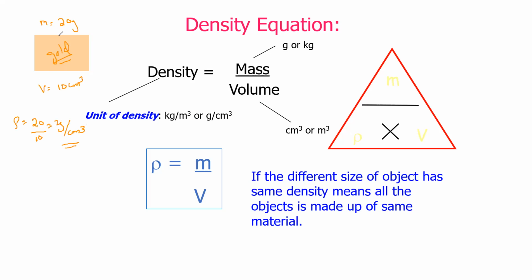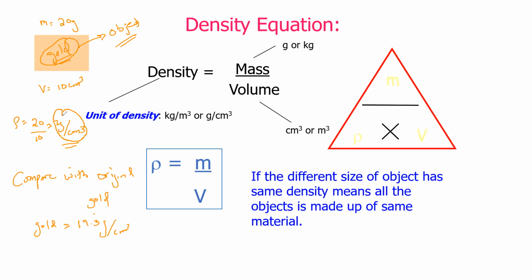Now how can I show whether it is made up of gold or not? So I will compare the density of the object with the original gold. And what is the density of original gold? The density of gold is 19.3 gram per centimeter cube. That's the density of gold. So the object which I have, I claim it is gold. I'm saying it is, but when I found the density, it is coming out 2 gram per centimeter cube. And the actual density of gold is 19.3 gram per centimeter cube. So my question is, is this object made up of gold? Yes or no?